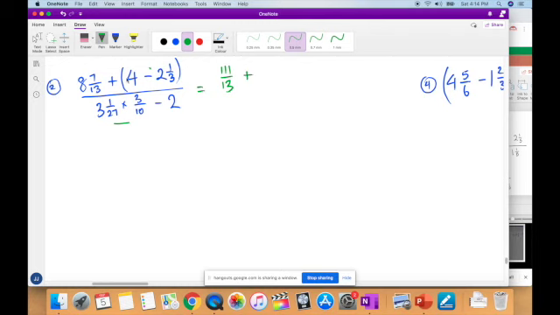Plus, now 4 minus 2 1/3. 4 minus 2 is 2. And then if I minus another third, I would have 1 2/3. Is that what you got for this one? Five on 3. Anybody? Wait, hang on. Yes, Caitlin? You sure?